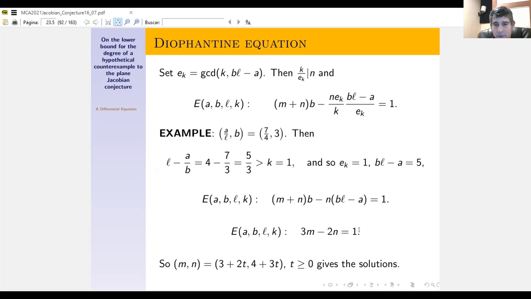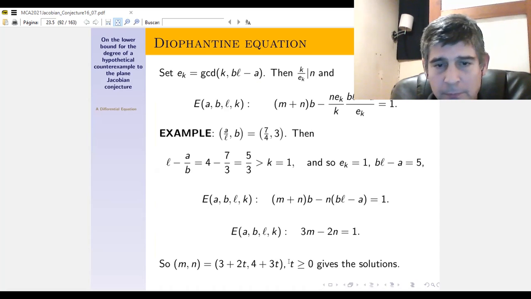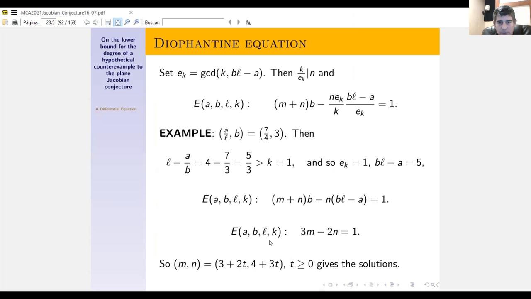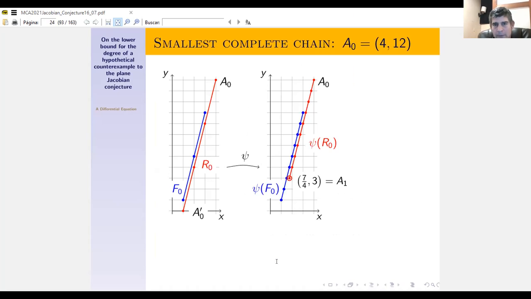So the solutions can be parameterized by T. And these are the possible solutions for this endpoint. So for the final corner 7/4, comma 3, the possible M and N that correspond are given by this series, these numbers that are parameterized by T. So for example, if R0 is this one, so A0 is 4, 12, and we apply this psi, then we get this final corner, and we just saw this is a final corner.